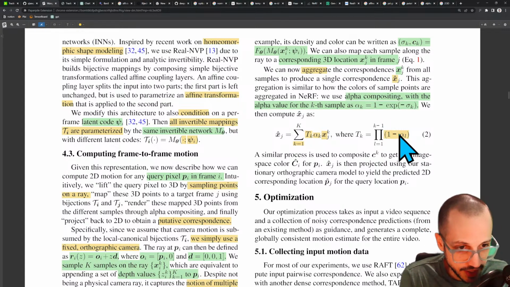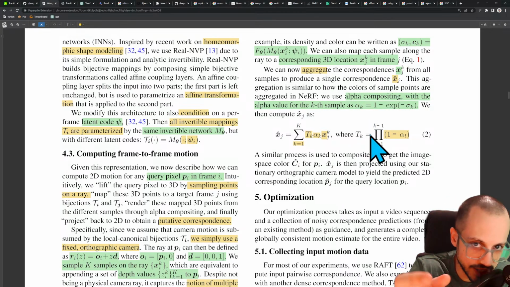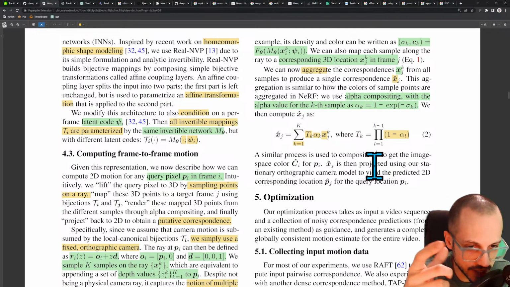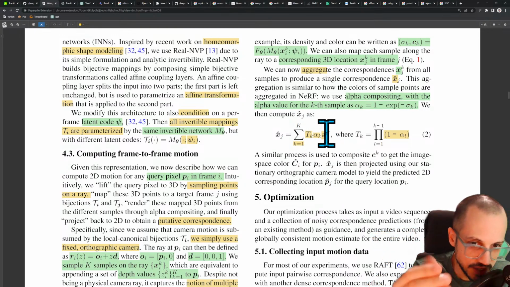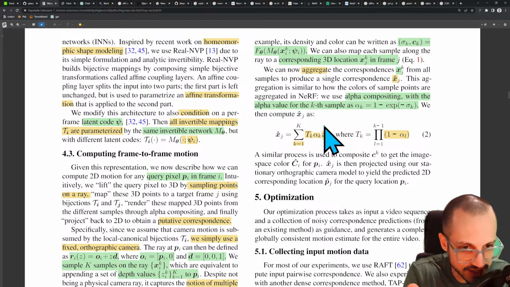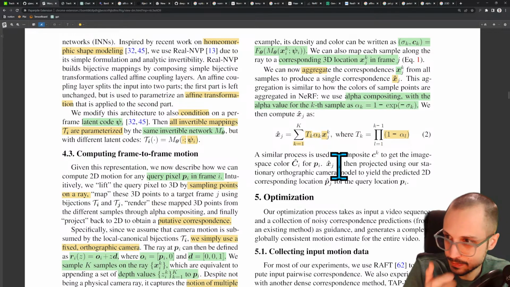Let's say your alpha is 0.1, you're going to get 1 minus 0.1, which is 0.9. The next one might be 0.3, and you're going to get 0.9 times 0.3 times 0.2 times 0.7. You keep multiplying these numbers that are less than 1 by each other, and you get a smaller and smaller number, which means that as you go deeper into the samples of this ray, the contribution from that is going to get less and less, right?